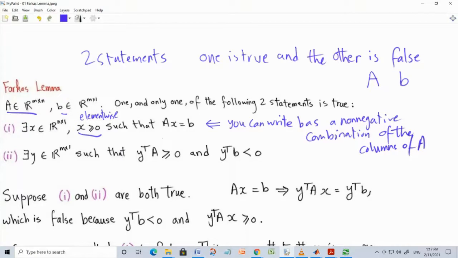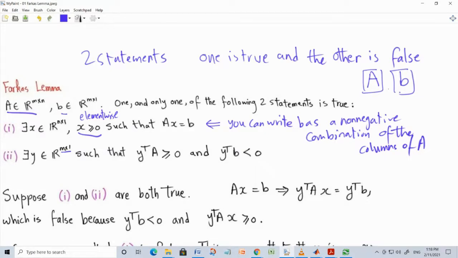If this is not true, then something else will be true: that there exists a vector y in R^m by 1 such that y transpose A is greater than or equal to 0, again element-wise, and y transpose b is less than 0. One of these two statements must be true and the other must be false, and these statements are related to some given matrix and some given vector. So let's prove that this is the case.